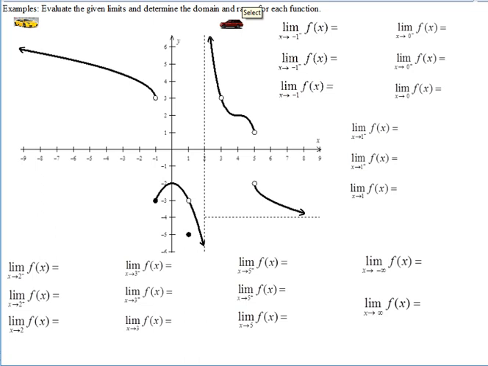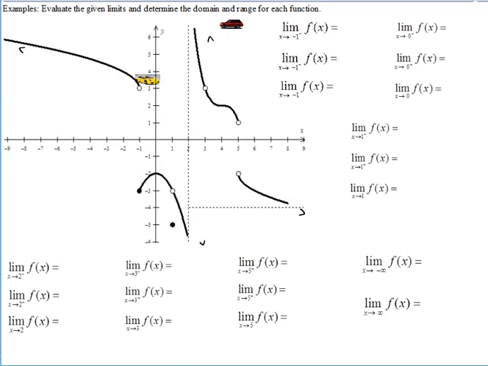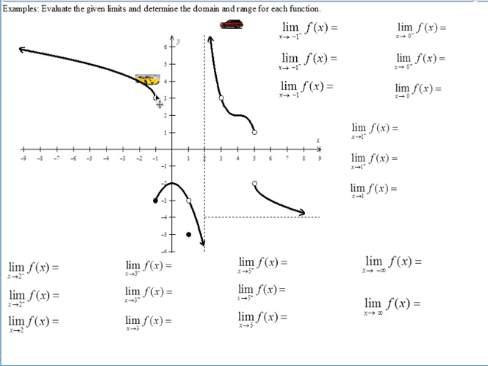And let's start with the limit as x approaches -1 from the left. So from the left, here's where x is -1, and we're approaching -1 from the left. The limit asks you, as the x value approaches -1 from the left, what is the function approaching? Or in other words, what is the y value approaching? We can see here that it's approaching 3 from the left. So your limit as x approaches -1 from the left would be 3.